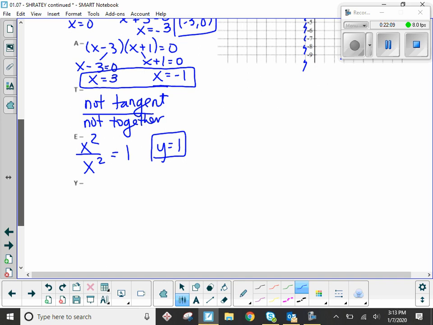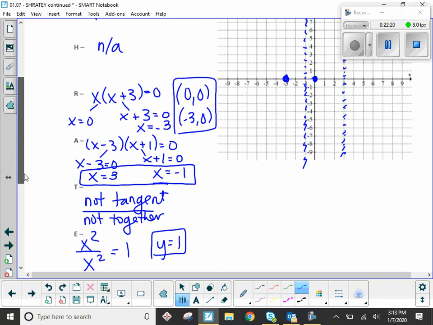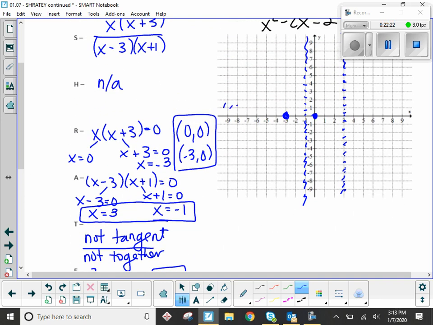Now this is an asymptote. Am I going to graph it with a solid line or a dashed line or what? Dashed, because it's just an imaginary boundary. It's not actually part of the graph. And it's horizontal. So I'm going to put that in my graph, y equals 1. Dash, dash, dash, dash, dash, dash, dash.